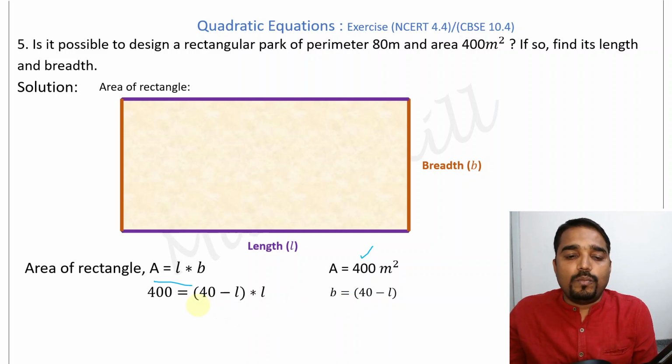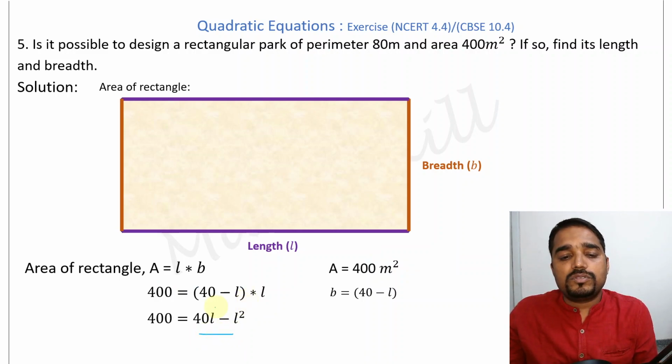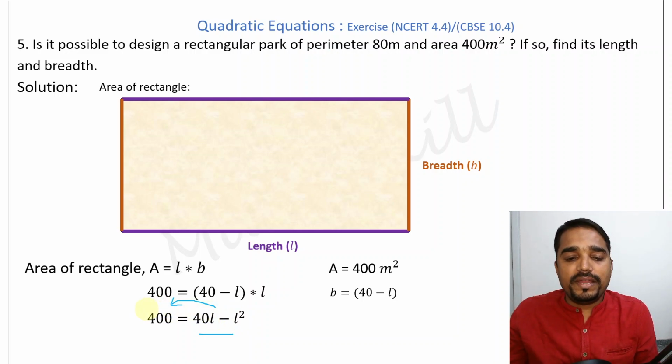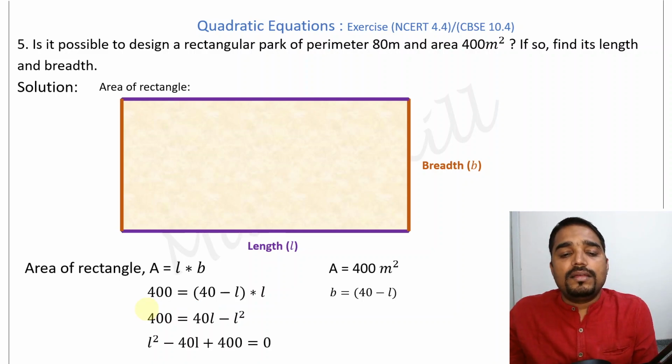Now let us open the brackets, L multiplied to both the terms 40 and minus L. Therefore 400 is equal to 40L minus L square. Upon transposing the terms from the RHS towards the LHS, we would get 400, minus L square upon transpose would be plus L square, plus 40L upon transpose would be minus 40L. Therefore L square minus 40L plus 400 equals 0.